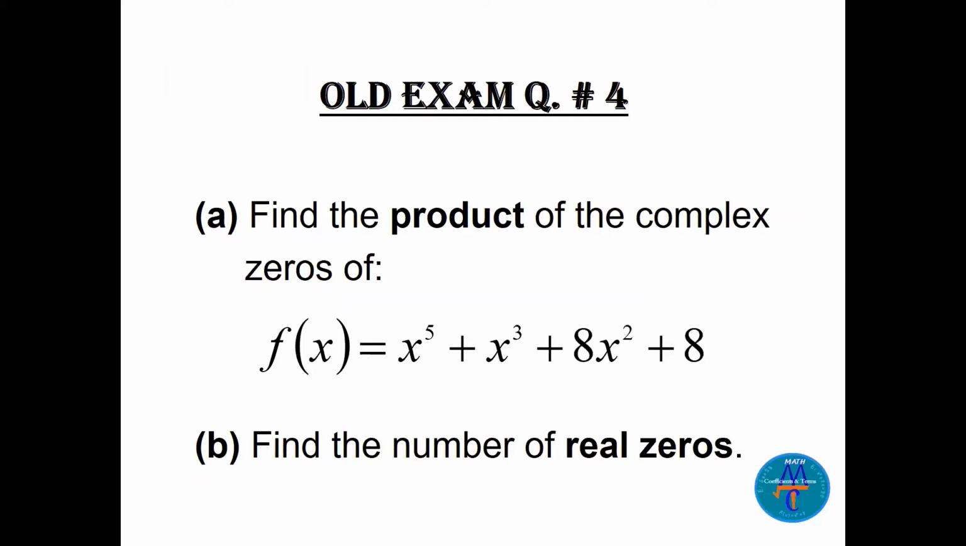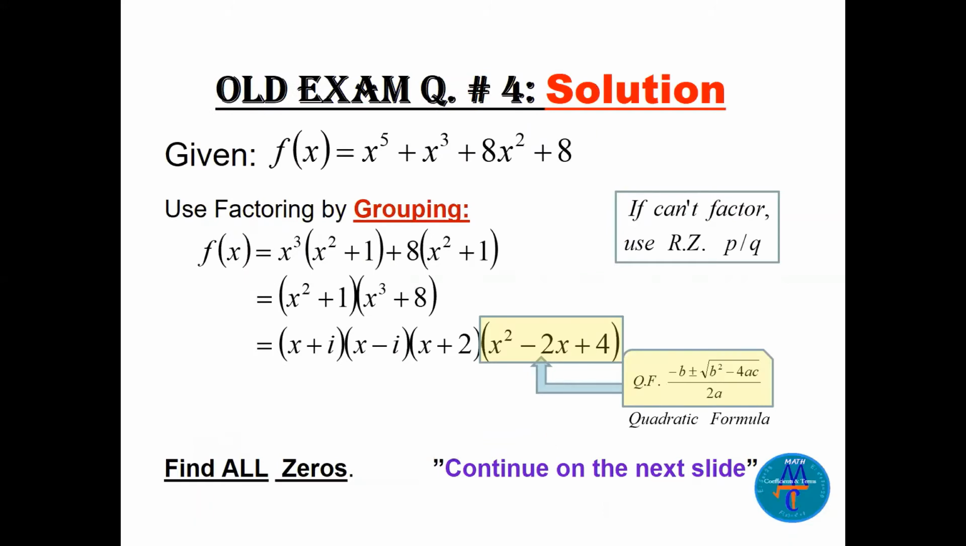So we know there are 5 zeros, maybe repeated, maybe real, maybe complex, maybe rational, maybe irrational. We need to find the complex zeros and then multiply them first, A. And for B, we need the number of real zeros. It happens that we can factor this function easily.